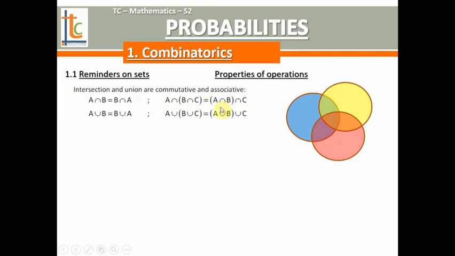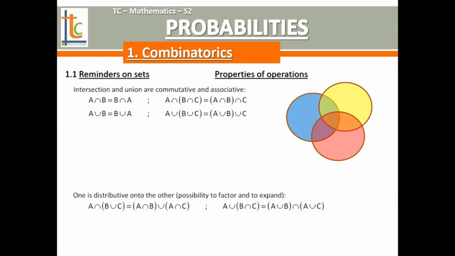You can easily see that it works on this side. A intersect B is this part, and you want its intersection with C. What remains is the central part, with the same result. There is an equality here. For the union, the result will be the same as well, but the union of the three sets is the global set of the three.